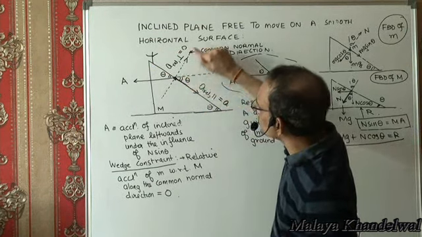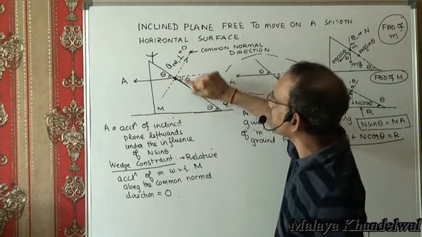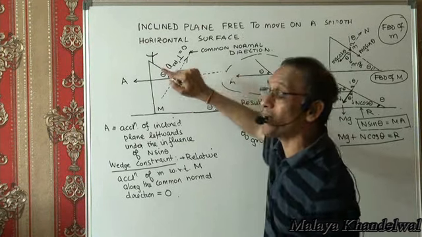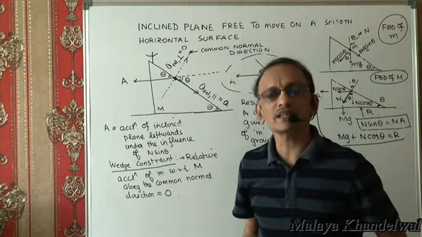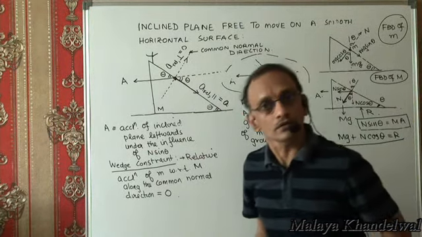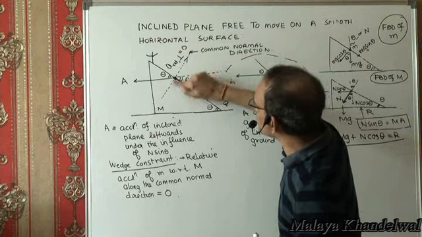And the fact that there is no relative acceleration perpendicular to the plane between the inclined plane and this mass m is because of a wedge constraint. That's the condition for it to maintain contact. So no relative acceleration in this direction.